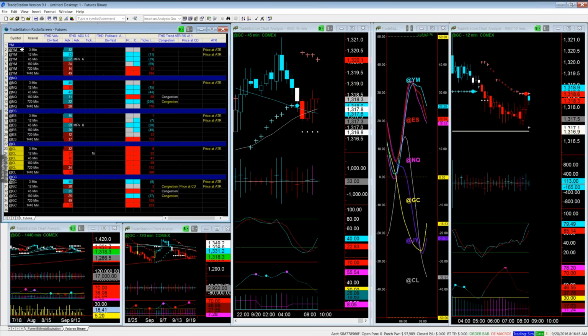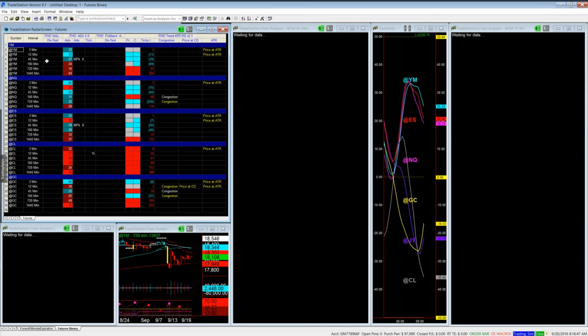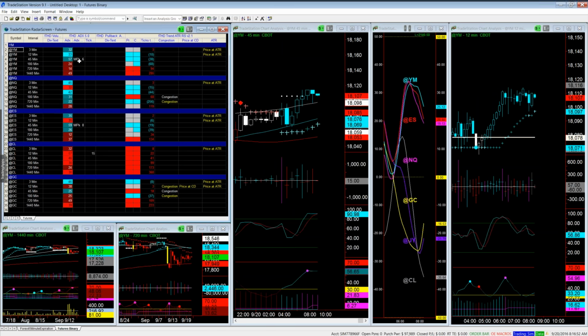Let's go see what the Dow is doing. We just made a magenta peak on the Dow. You can see that it's listed right here in the radar screen. It says MPK6. That means that this should retrace back to the ATR. Okay, so we're at 18,108. It should come down to 18,069.